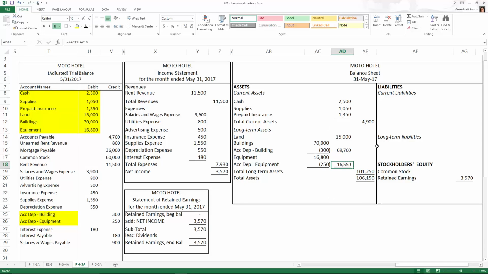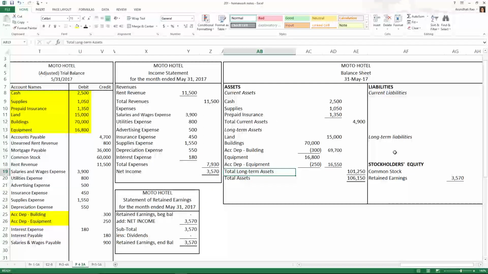So in fact, I have 3 columns, not just 2 columns, in order to account for all the details that I have. So my total current assets are 4,900. Total long-term assets are 101,250, giving me a total of 106,150.